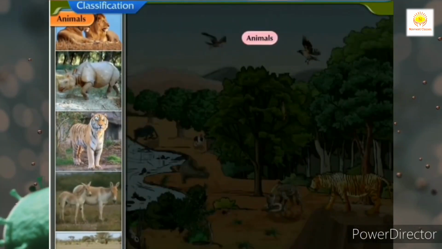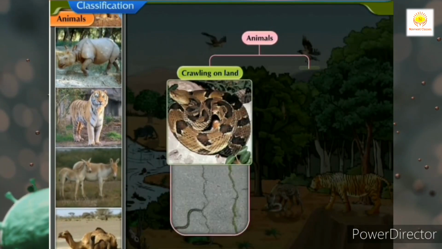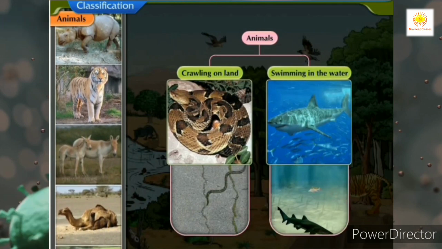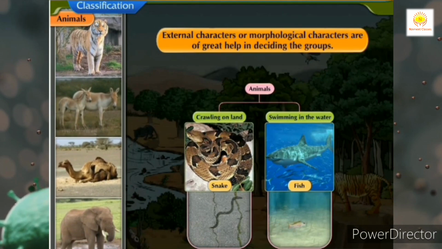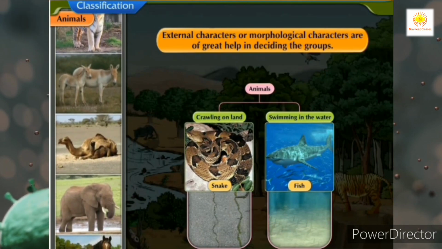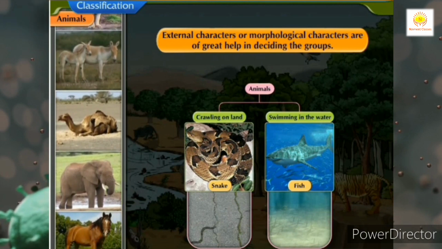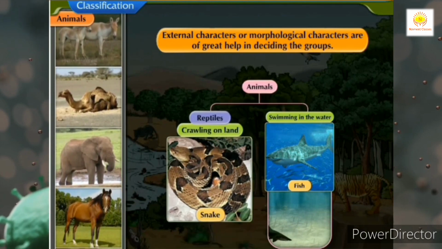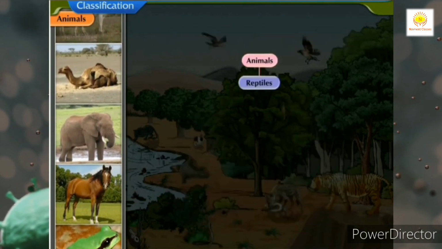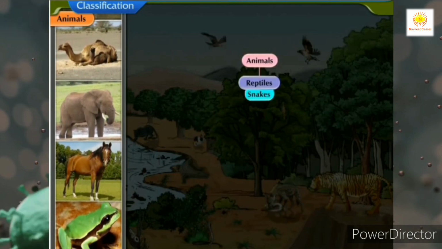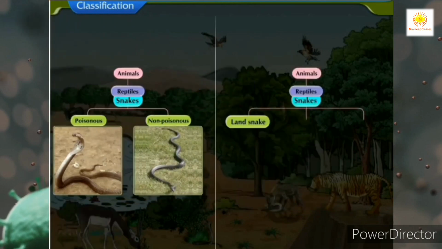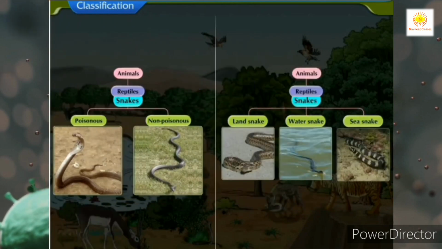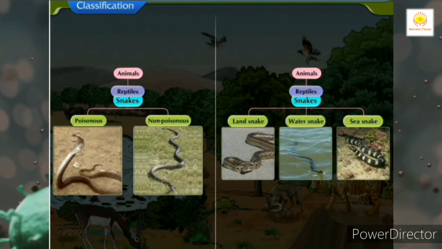We observe many animals, some of them are crawling on land and some are swimming in the water bodies, that is snakes and fishes. The external characters or morphological characters are of great help in deciding the groups. We decide the broad groups as reptiles and fishes. Further, if we consider snakes, they can be either poisonous or non-poisonous. Otherwise, land snakes or water snakes or sea snakes. Thus, within the broad groups, we narrow down or separate the smaller groups.